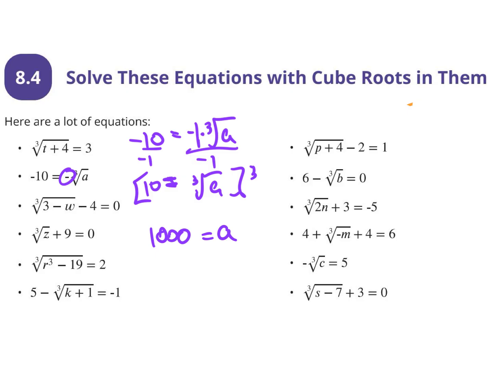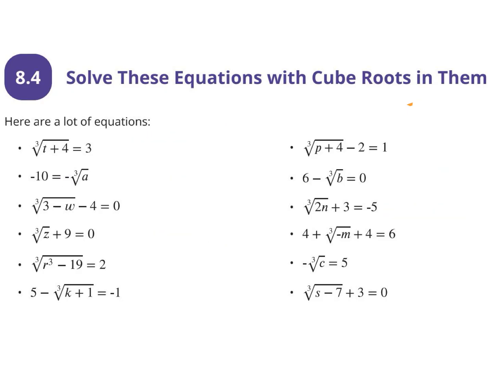So let's do the other one. Now, this 6 is not part of the thing, so we subtract 6 on both sides. You get negative the cube root of b is equal to -6. We're going to divide by -1 again, because the negative is in front of the radical. Cube root of b is equal to +6. When we cube both sides, we get b is equal to 216.